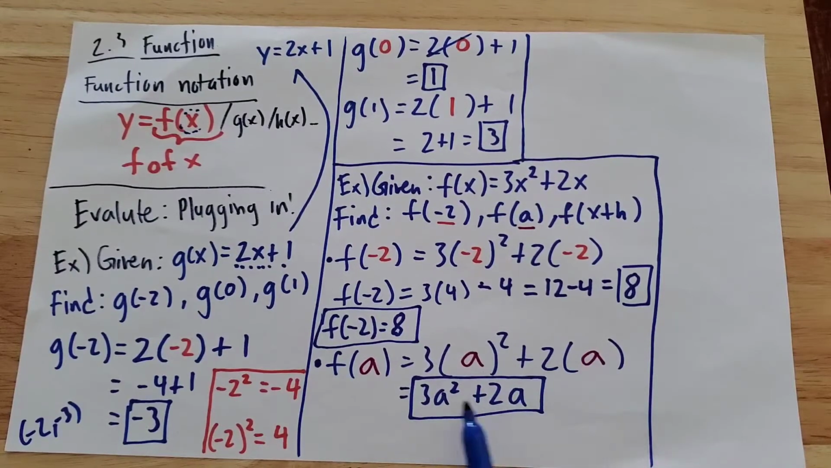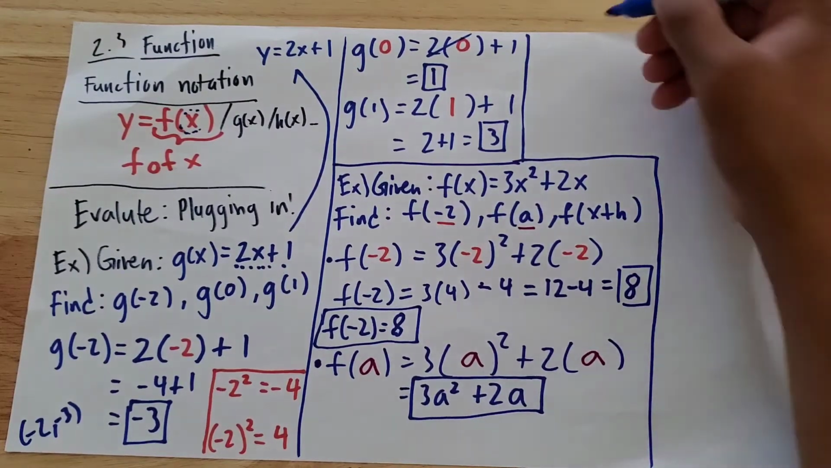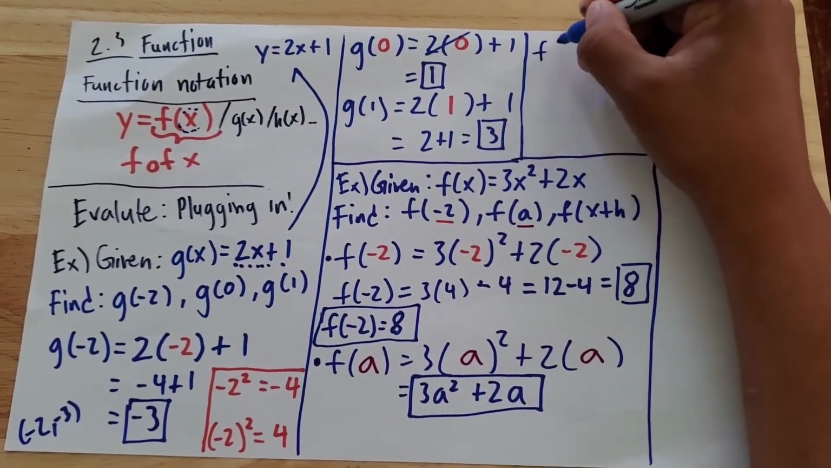But there's not much to simplify because when you square the a, it just gives you a squared. 2 times a is just 2a, and that's it. So all we did is replace all the variables with another variable, which is perfectly fine. We can do that. But now this next one might be a little trickier.